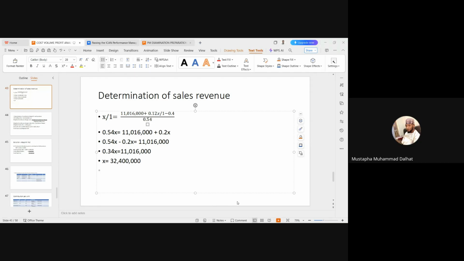I'm sorry, sir. Please, I don't know how from 0.12x we now got 0.2x. That's 1 minus 0.4. On your calculator, 0.12 divided by 0.6. You have what?